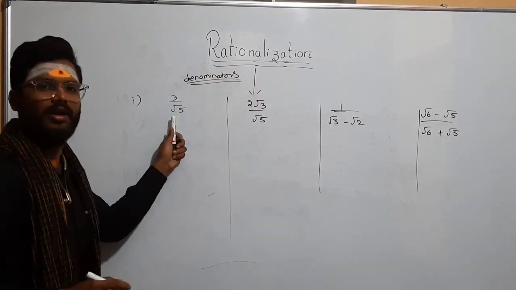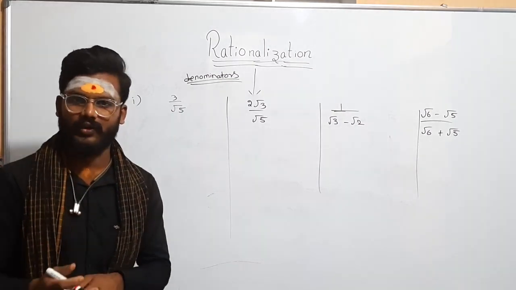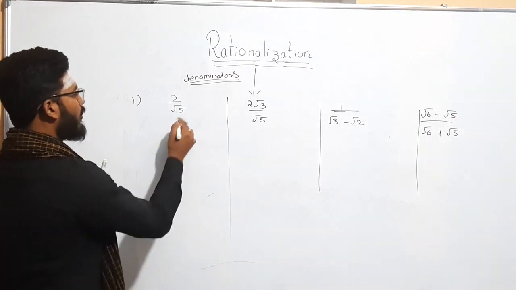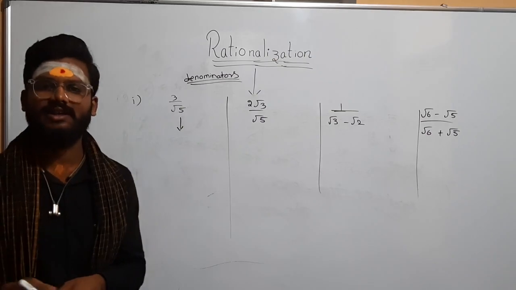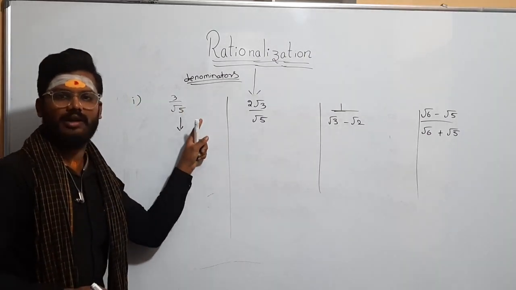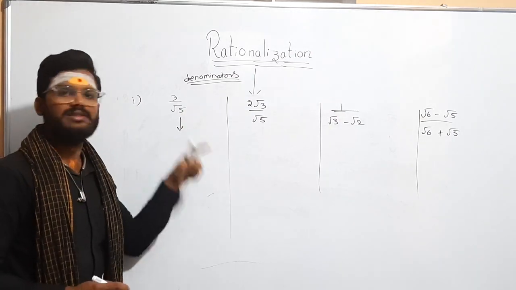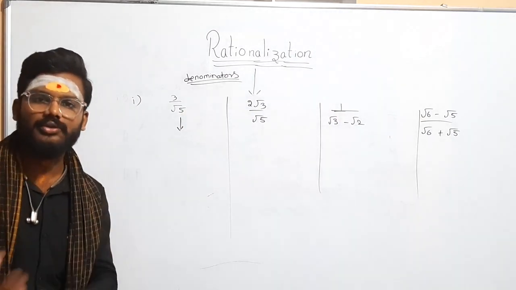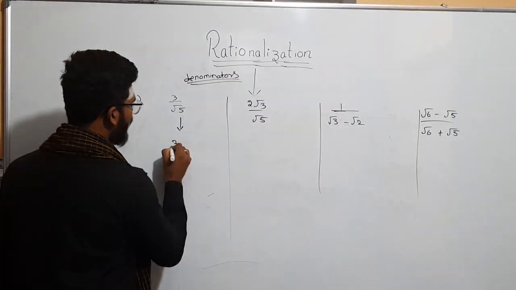Here, what is the denominator? Root 5. We have to rationalize root 5. That's all. But we are not supposed to change its value. If you multiply root 5 to only the denominator, the value will change. But we are not supposed to change the value here. So what do we have to do?